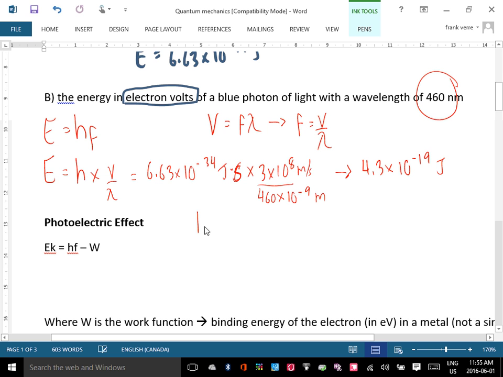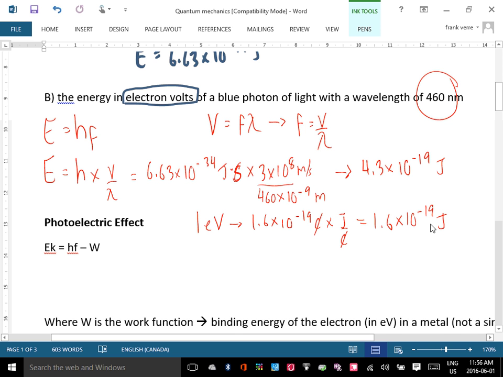1 electron volt would be the charge of an electron, which is, by the way, what's the charge of an electron? 1.6 times 10 to the negative 19 C times volt. What's the unit for volt? Joules per coulomb, right? So if you do that, you'll notice that 1 electron volt is really the same as saying 1.6 times 10 to the negative 19 joules.